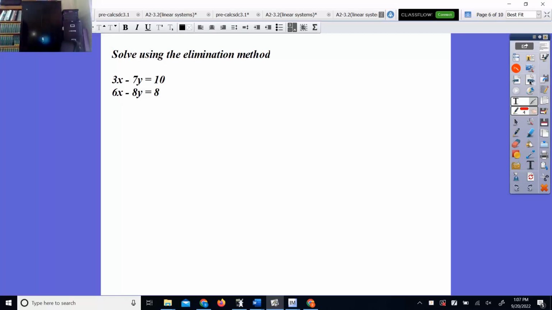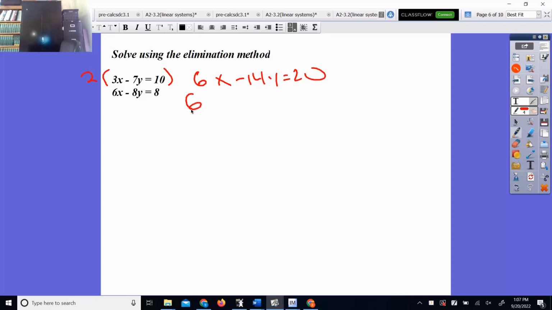Change that top 3x into 6x. How do you change a 3x into 6x? Multiply by 2. It's not just the first thing, it's everything. You double everything. 2 times 3 is 6x. 2 times negative 7 is negative 14y. 2 times 10 is 20. Rewrite the other equation that you didn't modify right underneath it vertically.